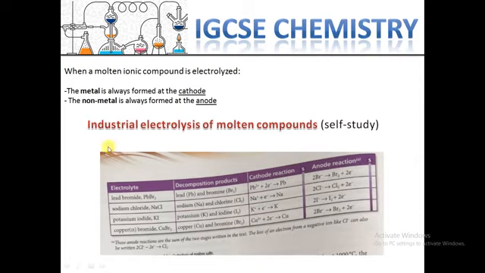So for the section on industrial electrolysis of molten compounds, you can do self-study and memorization. So this table also is important. Try to take a note and memorize this table.